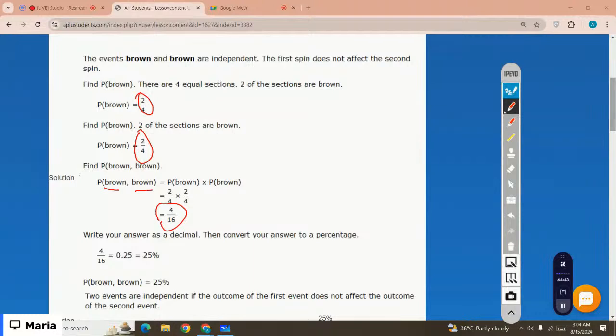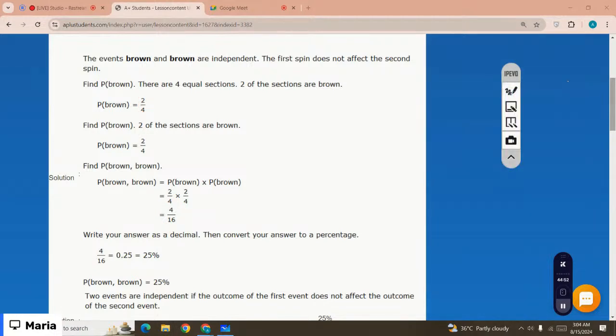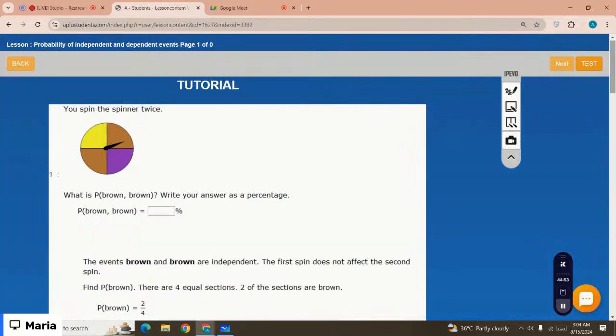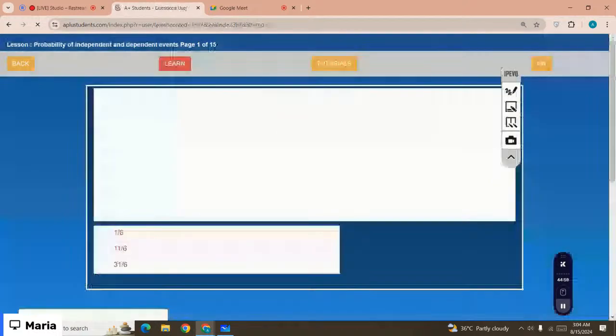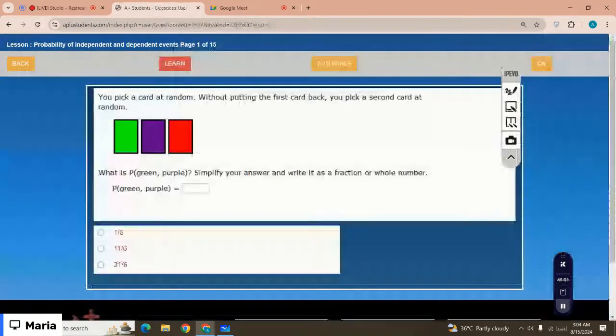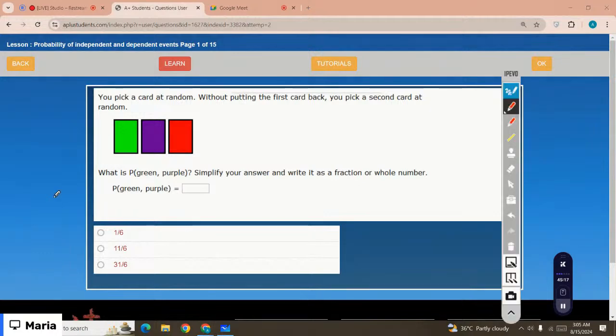Okay, so let's just start with the test questions. Pick a card at random. Without putting the first card back, you pick a second card at random. What is the probability of green and purple? So these two events are dependent events, right? Because for the first time you have three outcomes, and the second time you have two outcomes because you didn't put the card back, right?